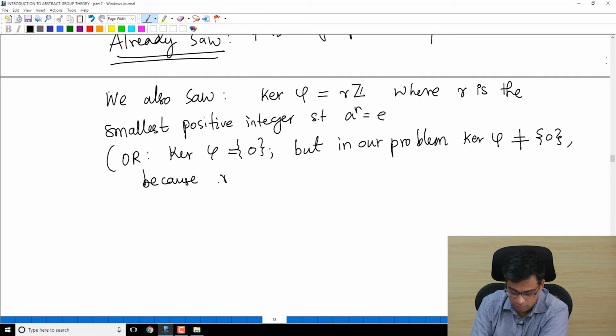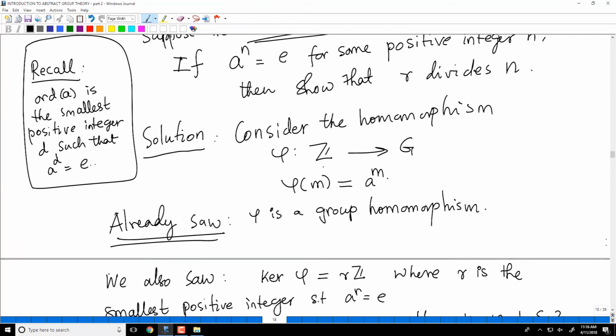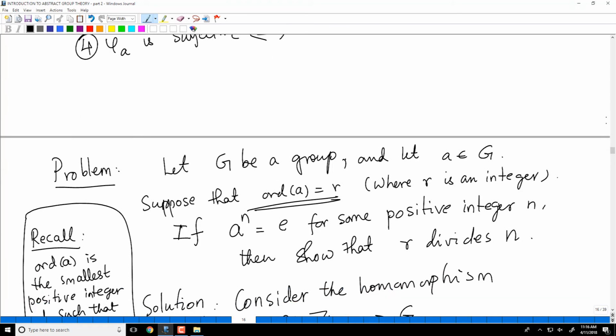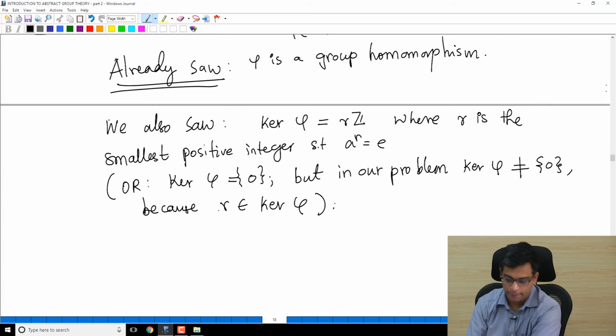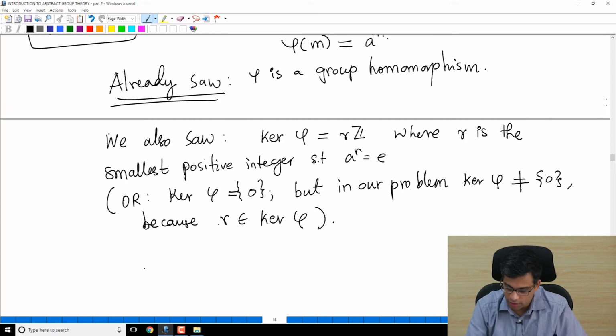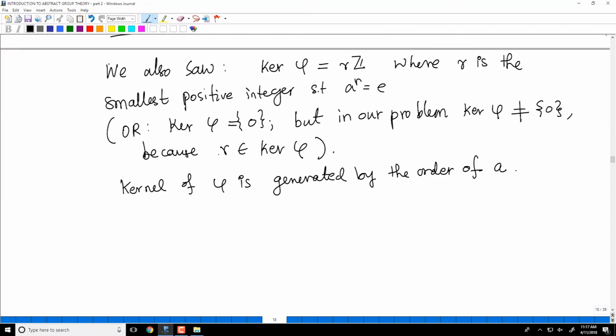So kernel phi is not 0 because R belongs to the kernel. Note that R is a positive integer, so the kernel is non-zero, so that doesn't happen. This is not going to be the case in our problem. So kernel is Rz. In general, the kernel is generated by the order of A.